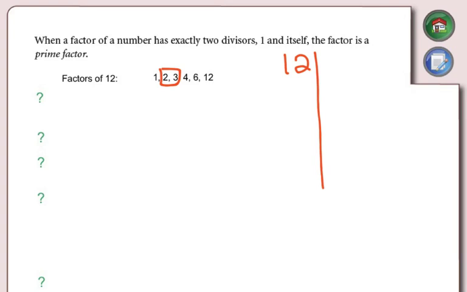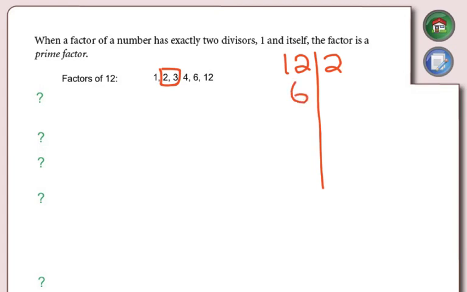And we need to ask ourselves, what can we divide 12 by? Well, from the list, we know we can divide it by a lot of things. We're not even going to bother looking at 4, 6, or 12 because they're not prime numbers. Always easier to start with the smallest prime, that's 2. So can you divide 12 by 2? Yes, you can. When you take 12 divided by 2, you get 6.